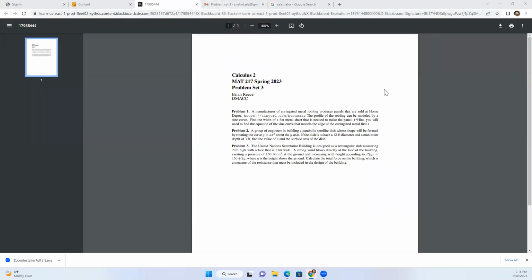So for today's problem set 3, we will be answering these 3 questions. The first question is pretty much asking us to find the width of a flat metal sheet that is needed to make the panel. The roof can be modeled by a sine curve. So here's how I approach this problem.